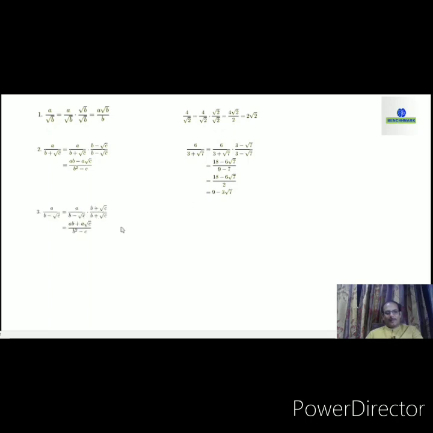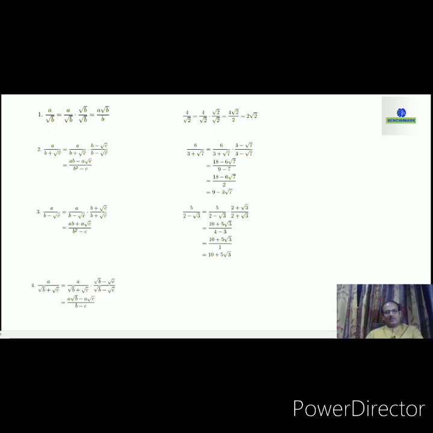One more. A upon b minus root c. The conjugate of b minus root c is b plus root c, so I am multiplying and dividing by the same term. Example, 5 upon 2 minus root 3. I am multiplying and dividing by its conjugate, that gives me 2 plus root 3. In the numerator I have 10 plus 5 root 3 upon 2 square is 4, root 3 square is 3, 4 minus 3 is 1. So I have 10 plus 5 root 3 in the numerator.